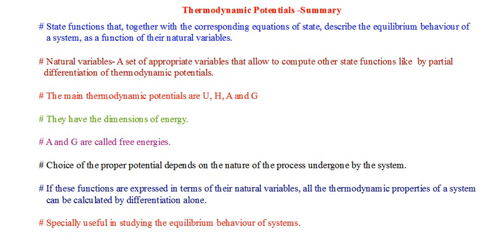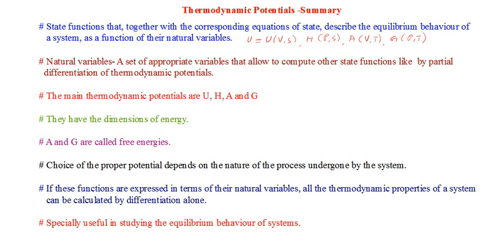We have discussed the natural variables. For U, we have seen the natural variables are V and S. For H, the natural variables are P and S. For A, the natural variables are V and T. For G, the natural variables are P and T. See that you memorize this one.